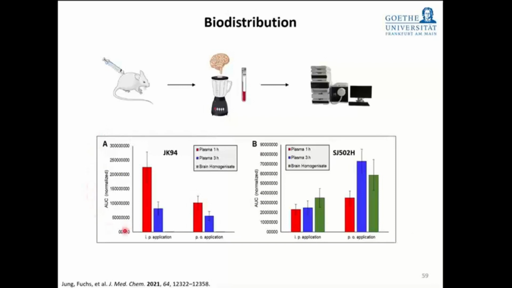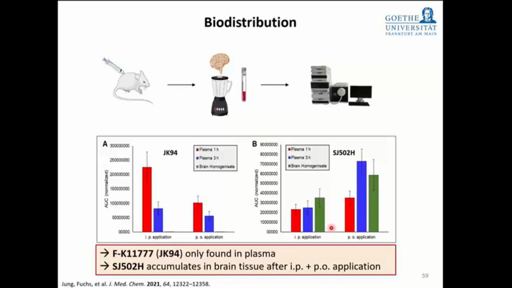The results are shown here. So on the left, you see the more hydrophilic JK94. And you can see that we found the compound in plasma samples after 1 and 3 hours, but we did not find it in the brain homogenate at all. On the right side, you can see SJ502H. And here, interestingly, you have the compound in all samples, so plasma and brain samples, and more notably also after per oral application. So we concluded that it might also be able to be absorbed from the intestines and then also pass the blood-brain barrier.